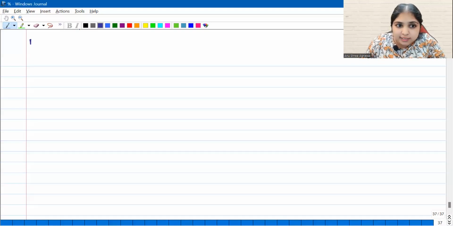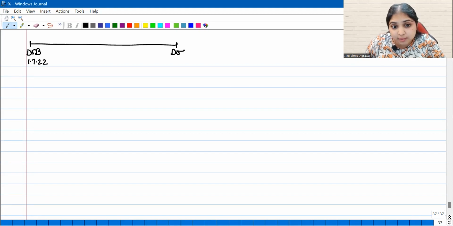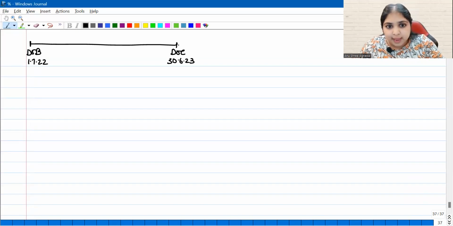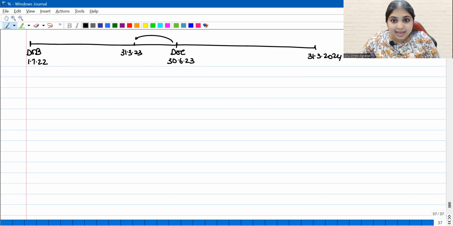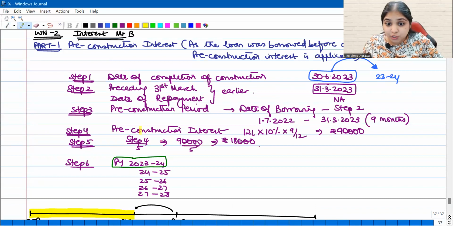See, the same timeline. What is the date of borrowing? Tell me. When did Mr. B borrow the loan? Date of borrowing is 1st July 2022, right? Then when is the construction completion? When did the construction completion happen? On 30th of June 2023. And right now we are calculating for 23-24, that is till 31st March 2024 we are calculating. What is the preceding 31st March before this date? Preceding 31st March is 31st March 2023. Now listen, you're going to have amazing clarity from this point onwards. Listen carefully. See, what is my pre-construction period? I've told you, pre-construction period, we start on the date of borrowing till preceding 31st March. That is what you've written over here, no?